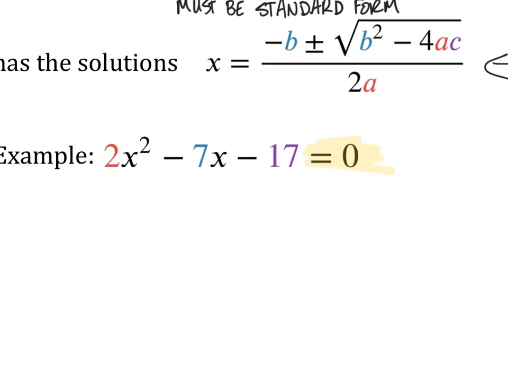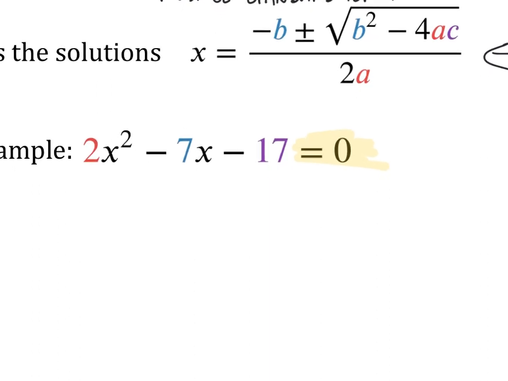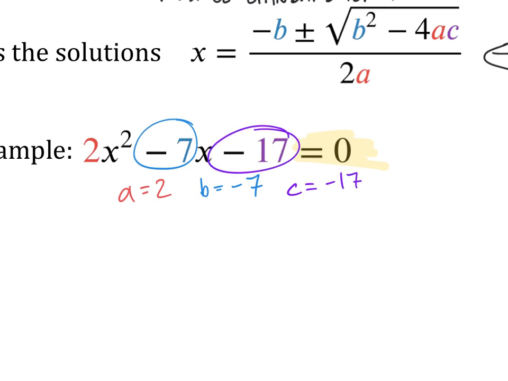So let's see. What I'm going to start with is, and maybe this isn't going to help you very much, but I want to just be really clear. I want to start with what A is. A is 2. B is, on this problem, -7. And then C is also negative. It's -17. Be careful about what's negative and what's positive.